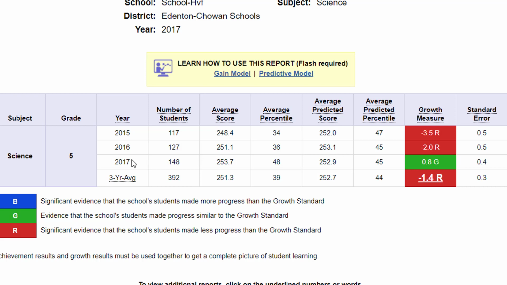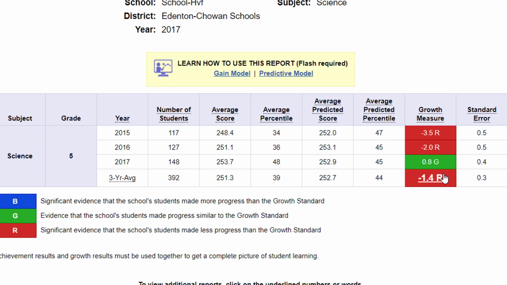In 2017, there were 148 students that took the test. Based on students who are just like these 148, they should have scored a 252.9. They scored a 253.7. So when we subtract those scores, we have an estimated difference of a 0.8, which means that particular group of students met growth. They performed as they were expected to in comparison to students across the state who were just like them.